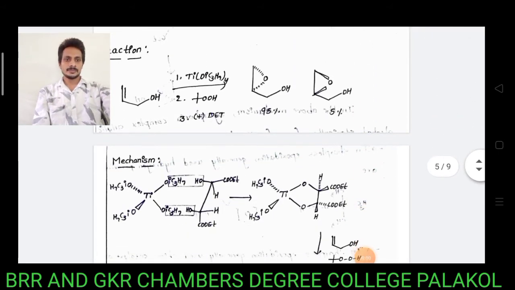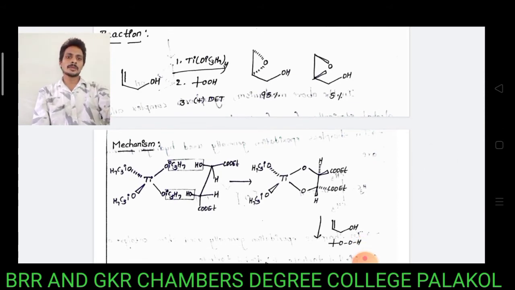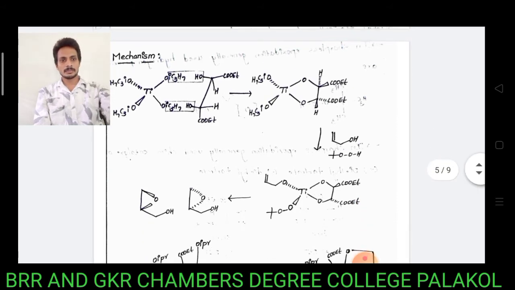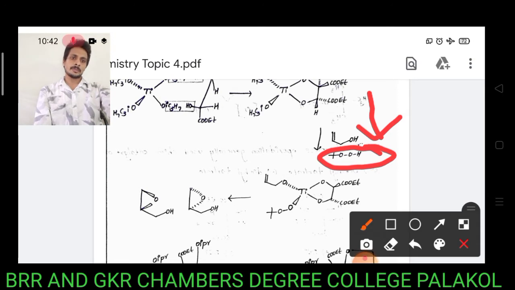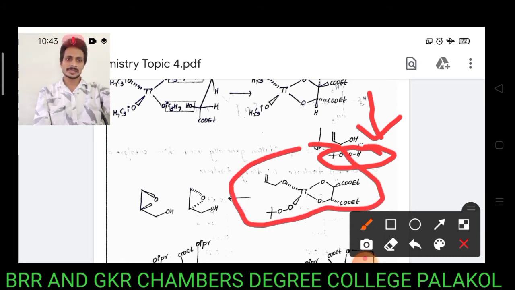In this reaction, let us observe the mechanism. First, titanium tetraisopropoxide is coordinated with plus DET by loss of 2 moles of isopropanol, giving the corresponding complex. This again reacts with allylic alcohol and tertiary butyl hydrogen peroxide, displacing another 2 isopropoxy groups with allylic alcohol and tertiary butyl peroxide to induce the corresponding tetracoordinate complex.